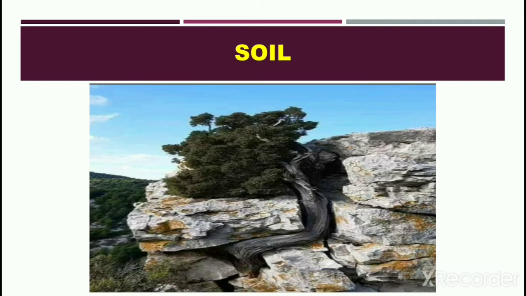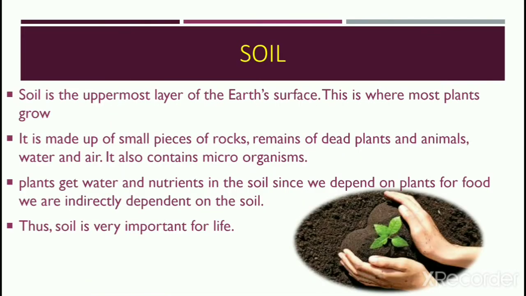What is soil? Soil is the uppermost layer of the earth's surface where most plants grow. That uppermost layer is known as soil. Soil is made up of small pieces of rocks, remains of dead plants and animals, water, and even air. These are the composition of soil.